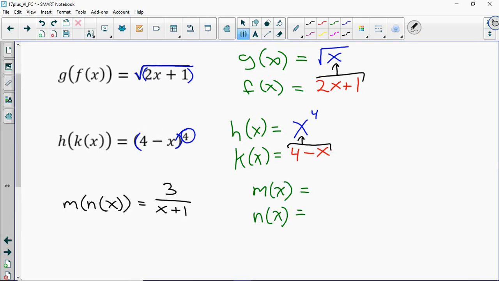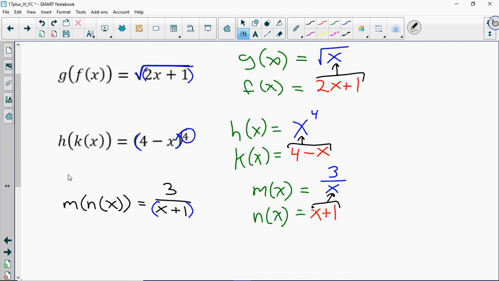You know what? We should do one with a fraction also, because this is one that doesn't have parentheses in it, at least not immediately at first. But we know that 3 is being divided by this entire thing. So that means that our outside function could be considered to be 3 over x. And our inside function could be x plus 1. Again, I put x plus 1 in for that x, and I get 3 over x plus 1.